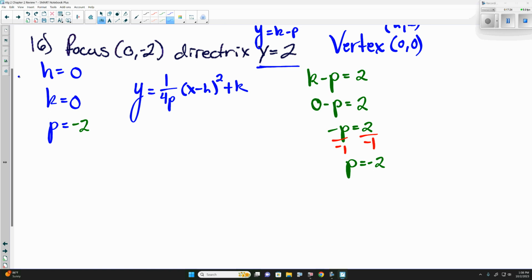Now at this point here, we can plug it back into the equation and get y equals 1 over 4 times -2, our value of p, times x minus 0 squared plus 0. Yes, sir.